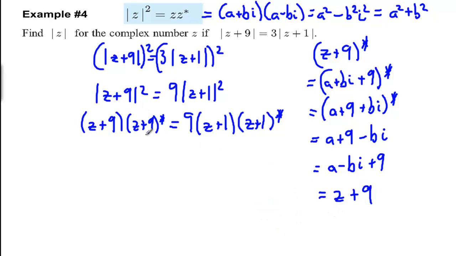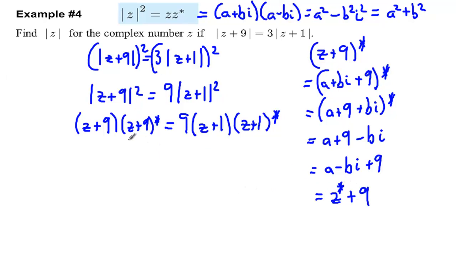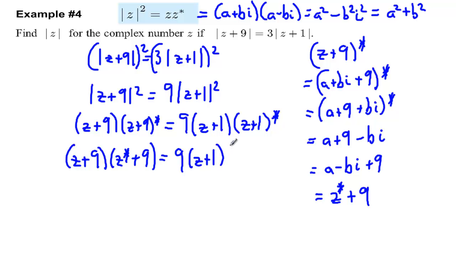So I can change this, and I forgot the conjugate sign, I can change this right here to be the conjugate of z plus 9. And similarly, I can do the same for the right side. So that becomes the conjugate of z plus 1.